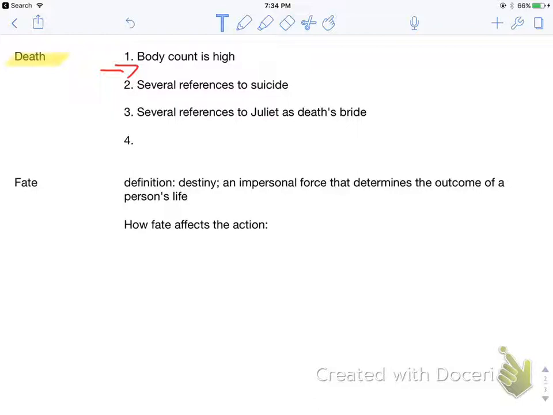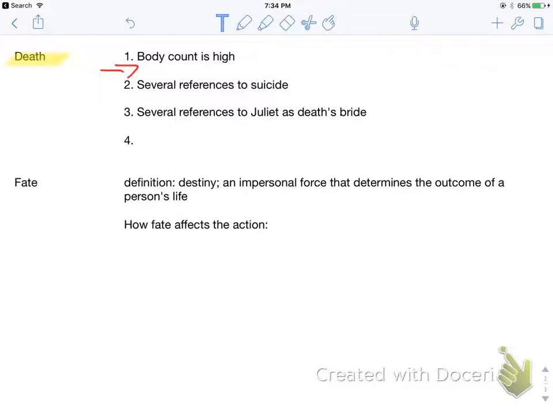So one thing to think about, one way to prove that death is a theme, is that the body count in this play is high. By the time we get to the end, you should be able to give me a number about how many people die in this play. Number two, there are several references to suicide. Lots of people saying or threatening that they're going to kill themselves. So pay attention as you're reading to how many times somebody refers to suicide or threatens suicide, worries about suicide.